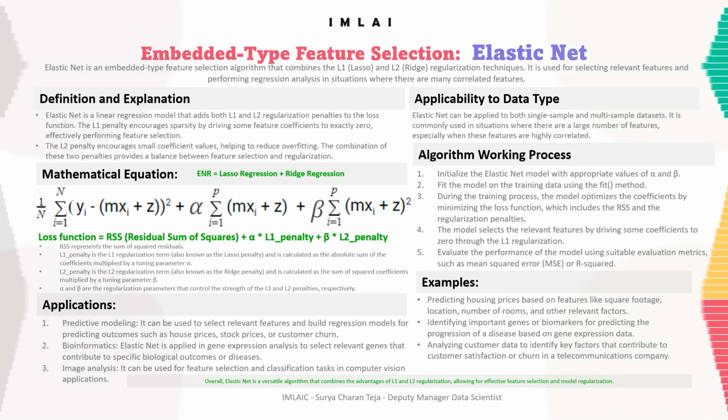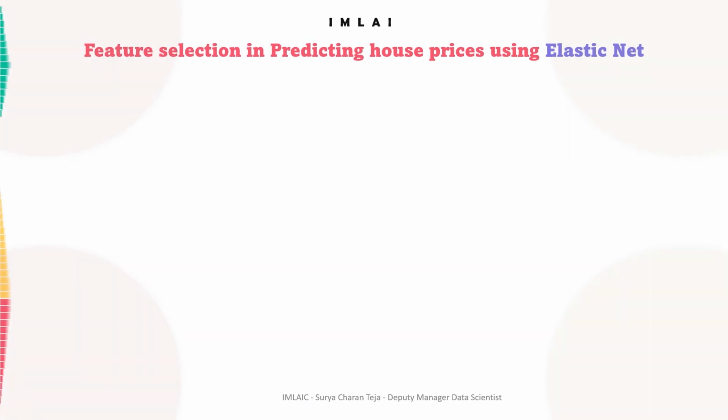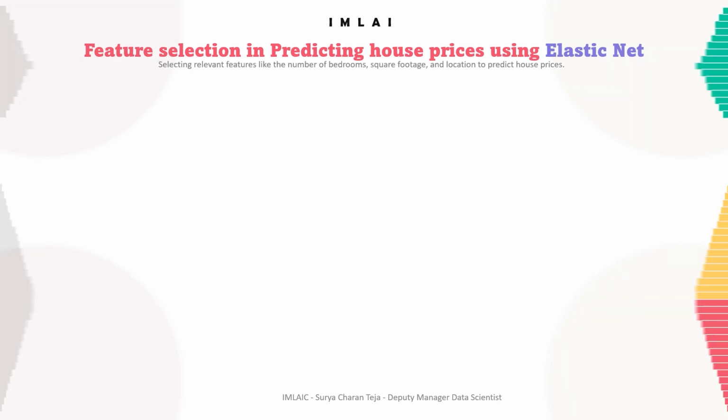Now let's demonstrate the Elastic Net embedded feature selection algorithm with an example of predicting house prices. We are selecting relevant features like the number of bedrooms, square footage, and location to predict house prices. The example and the data story remain the same. Only the method changes.